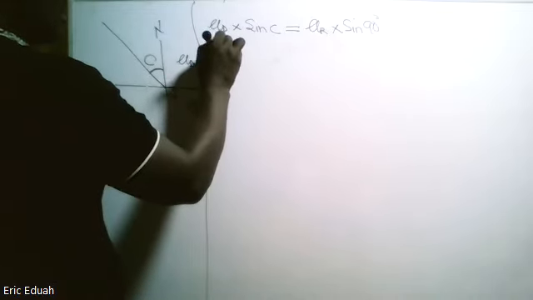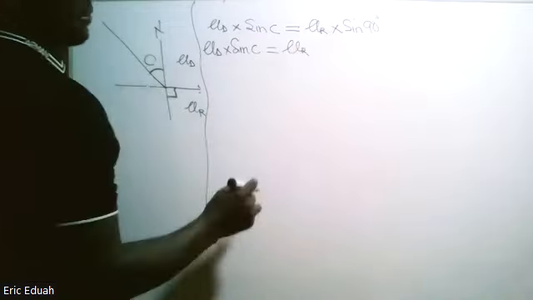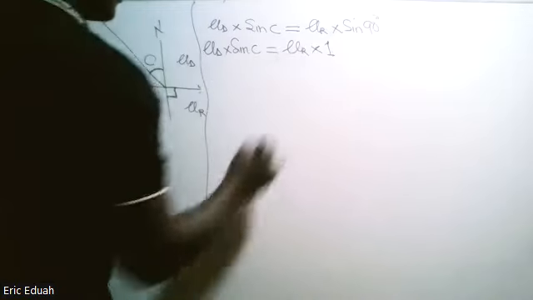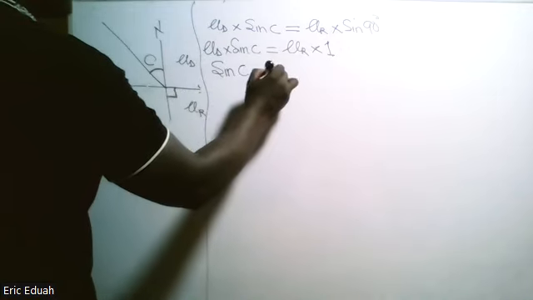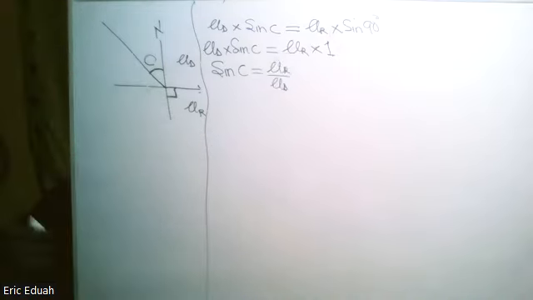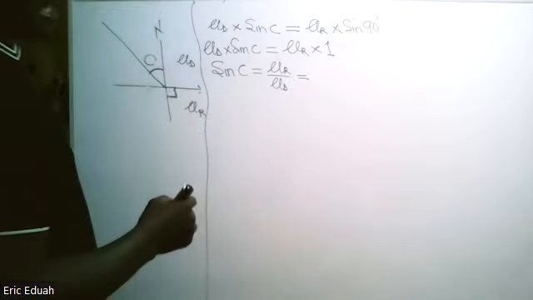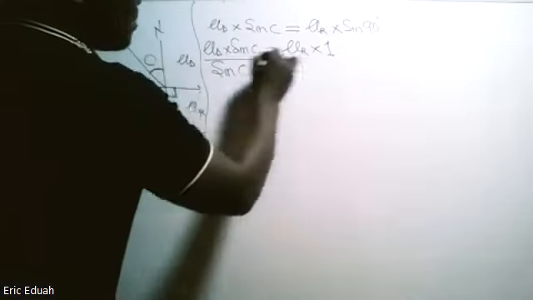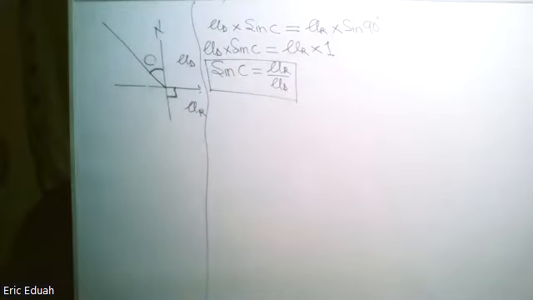Now, because this is mu d sine c equals mu r sine 90, and sine 90 is 1, when we make sine C the subject, sine C is equal to mu R over mu D. So over here, all that we are saying is that if the rare medium is not air, this must be sine C, the ratio of their absolute refractive indices.